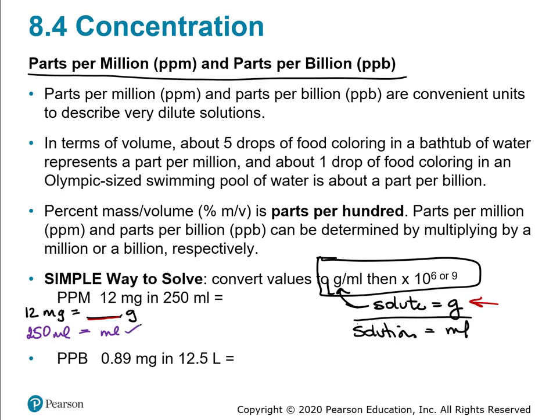Okay, I want grams per mL. So if the mass is not grams, you've got to convert it. If the volume is not milliliters, you've got to convert it. So if I take 12 milligrams times, in a line, milligrams on the bottom, grams on the top. Milli is 1,000, grams gets the 1.